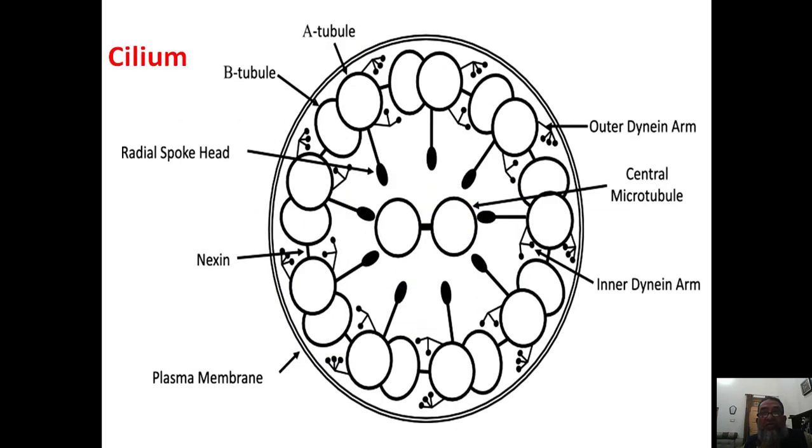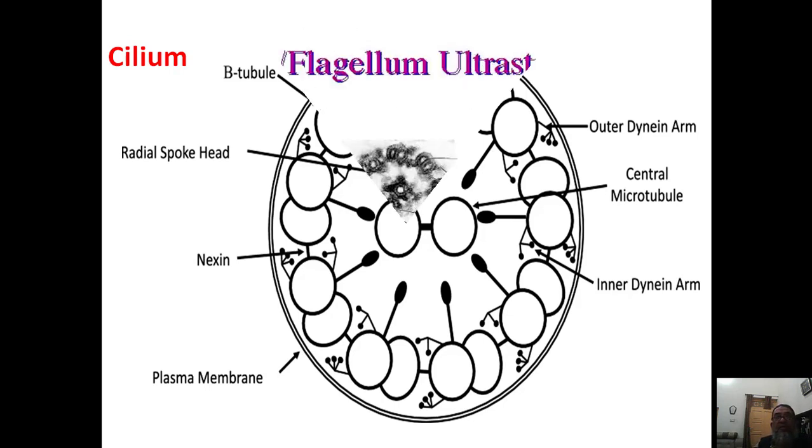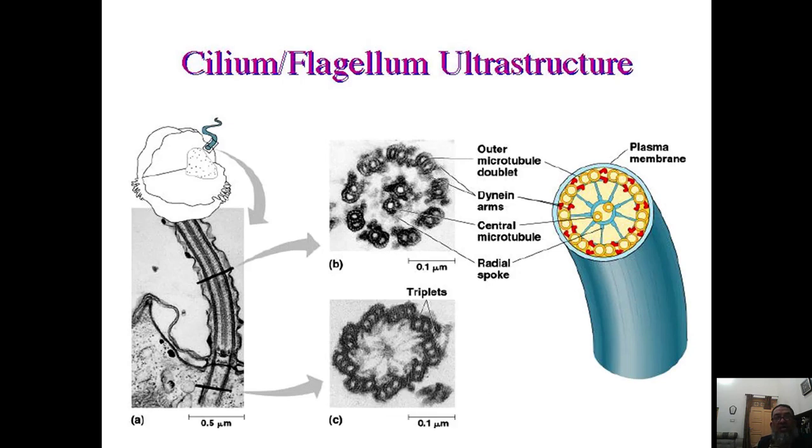This is again a presentation of a cilium cross section. These are the 9 doublets at the periphery, alpha and beta tubulin, nexin, radial spokes, and the central doublet. Now this is the diagrammatic presentation of cilia and flagella, an electron microscopic picture of the microtubule doublets, the peripheral 9 doublets and a central doublet. Radial spokes and dynein arms are also visible.